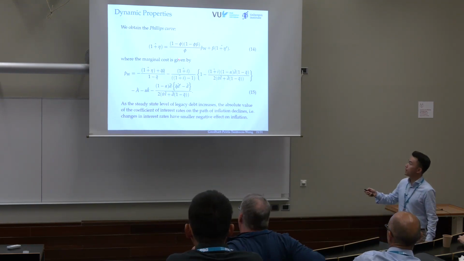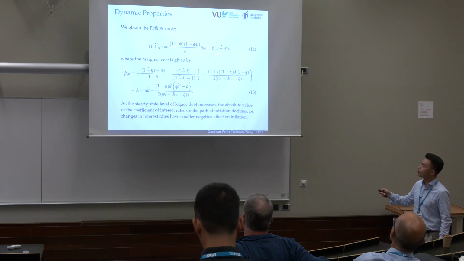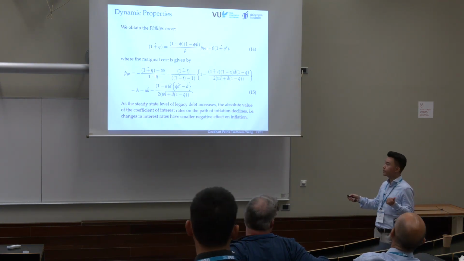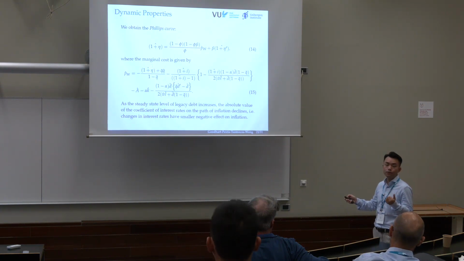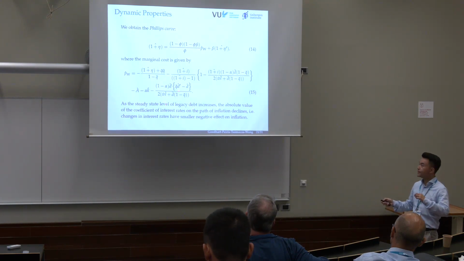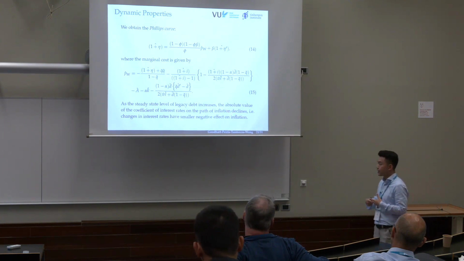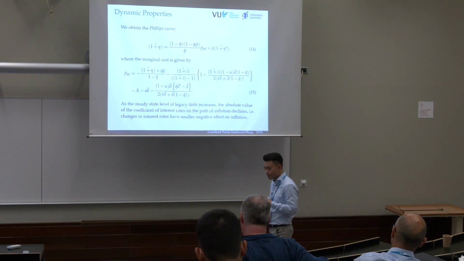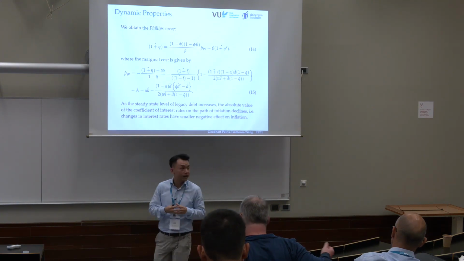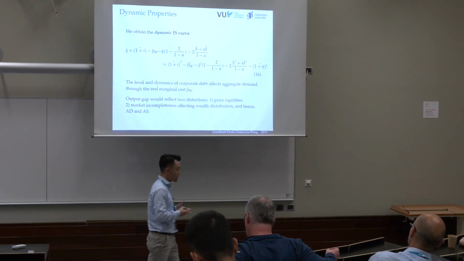So the Phillips curve is a structural relationship between inflation and the marginal cost. And we show the marginal cost in this framework is going to be affected by the price of the corporate debt as well as the quantity of the corporate debt. As the steady-state level of corporate legacy debt increases, the absolute value of the coefficient on the interest rate on the path of inflation declines, and that means changes in the short-term interest rate have a smaller negative effect on inflation.